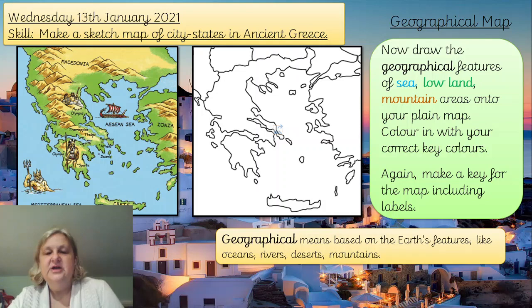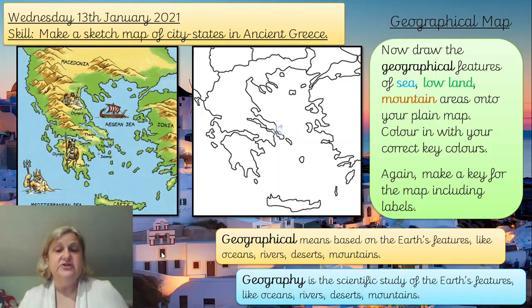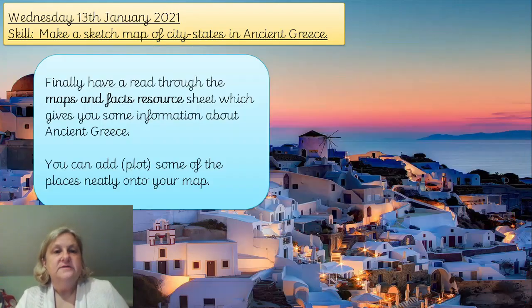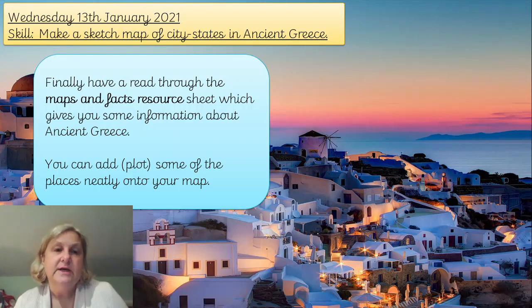Okay, geographical, so this is a geographical map, based on the Earth's features such as oceans, rivers, deserts and mountains. And if you study geography, it's actually a scientific study of the Earth's features, all of those things that we've just mentioned. So when you do your sheet for that, you'll make another key, but it will have things like mountains, seas and oceans on there. You can always come back to this video, you can pause it while you're doing it so you make sure you've got the right key.